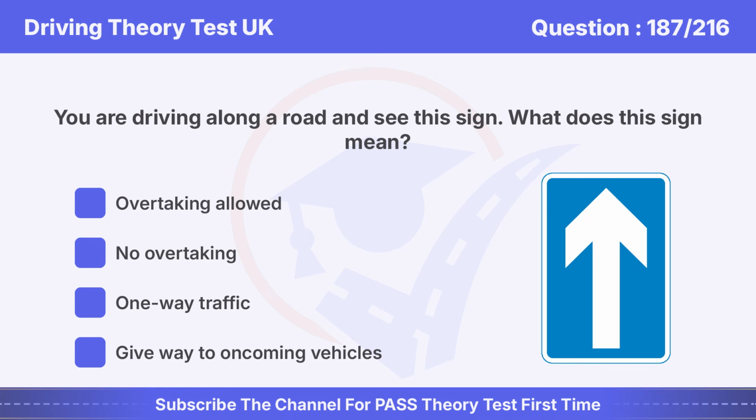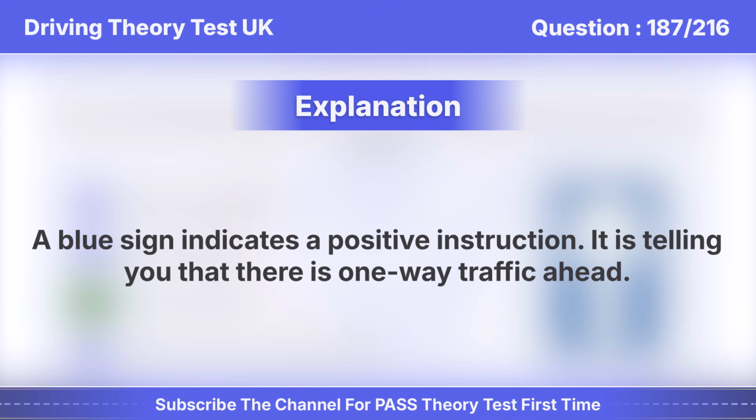Question 187. You are driving along a road and see this sign. What does this sign mean? Answer is C. One-way traffic. A blue sign indicates a positive instruction. It is telling you that there is one-way traffic ahead.